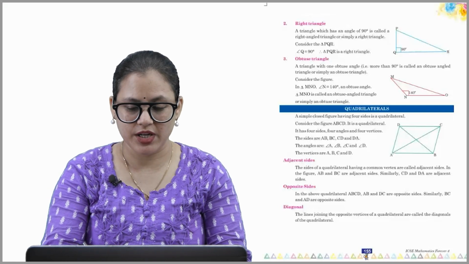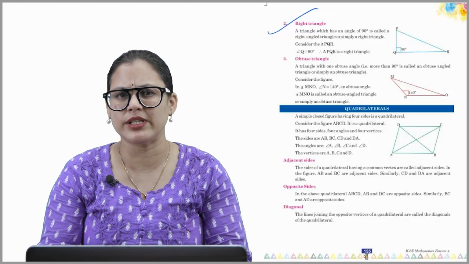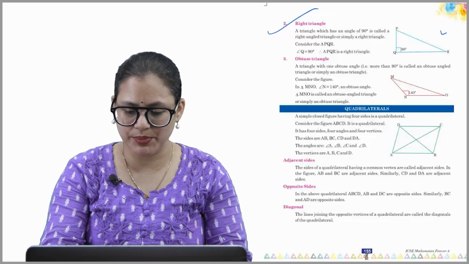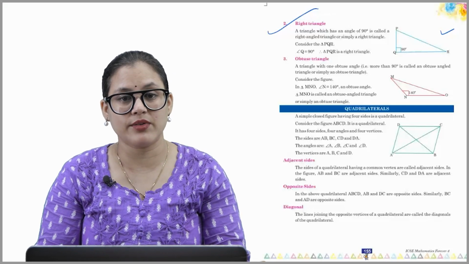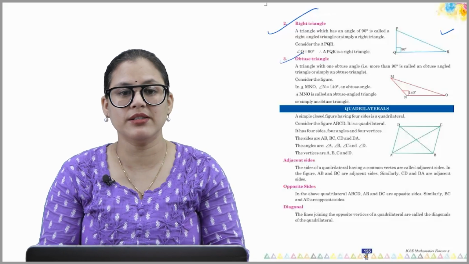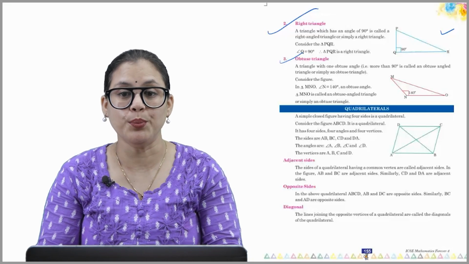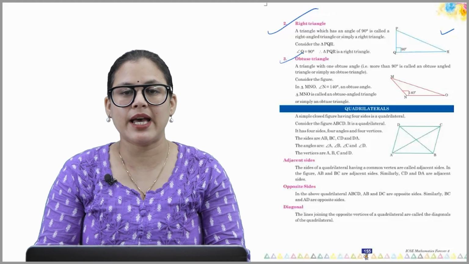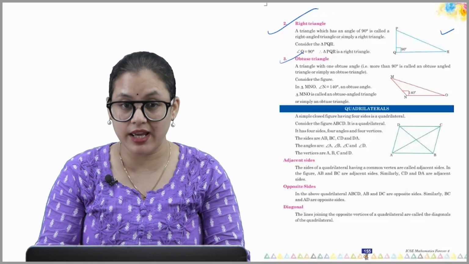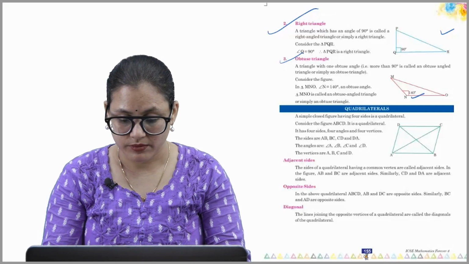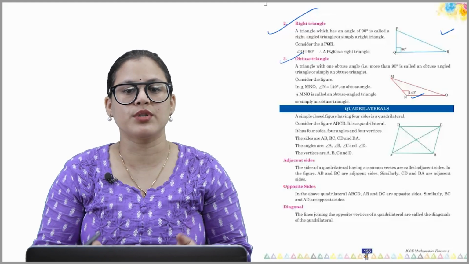Number 2, right triangle. A triangle which has an angle of 90 degrees is called a right angle triangle, or simply a right triangle. Consider this triangle PQR. See, angle Q is equal to 90 degrees. That means triangle PQR is a right triangle. Number 3, obtuse triangle. A triangle with one obtuse angle, that is more than 90 degrees, is called an obtuse angled triangle, or simply an obtuse triangle. Let's consider this figure. In triangle MNO, angle N is equal to 140 degrees, an obtuse angle. Triangle MNO is called an obtuse angled triangle, or simply an obtuse triangle.